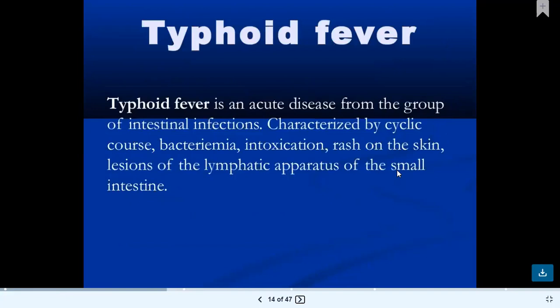Now, let's talk about typhoid fever. I think we have already discussed this. Typhoid fever is an acute disease from the group of intestinal infections characterized by cyclic course, bacteremia, intoxication, rash on the skin, and lesion of the lymphatic apparatus of the small intestine.